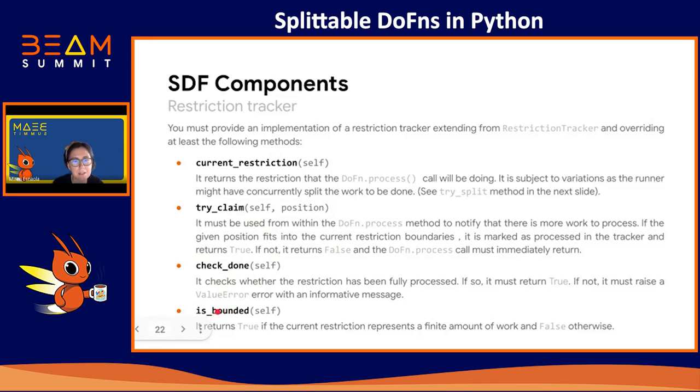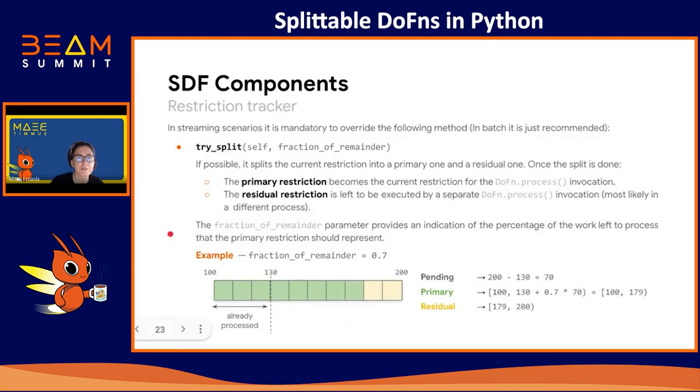And then another method to implement is this is_bounded one, that is going to tell us whether the current restriction that we are processing is bounded, or so the amount of work that it is going to do is bounded or unbounded. This, like the current restriction, you will be invoking from the do function, the try_claim, and the check_done and is_bounded. These are used by the runner, okay? But you have to provide implementations.